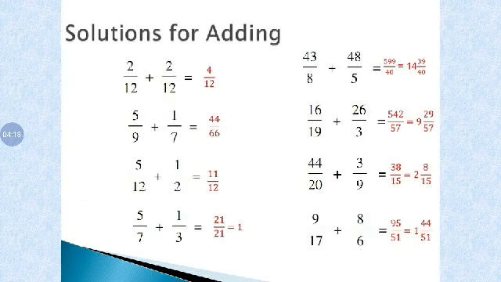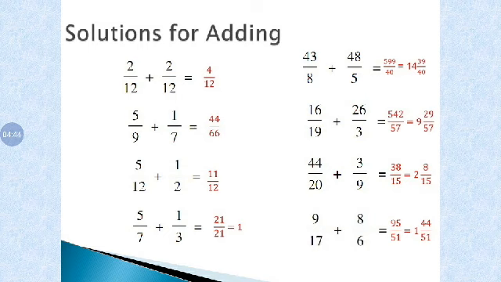Solutions for the adding. 2 by 12 plus 2 by 12. The denominators are the same. Take the common denominator 12. So we add the numerators, 2 plus 2 is 4 by 12. Next one, the denominators are different. So we take the LCM.